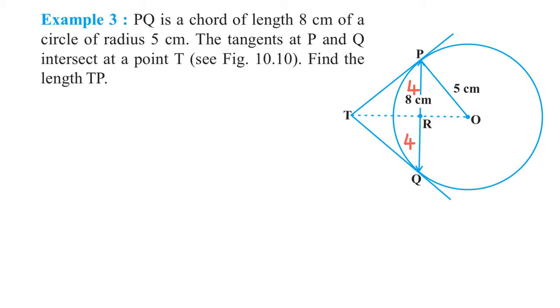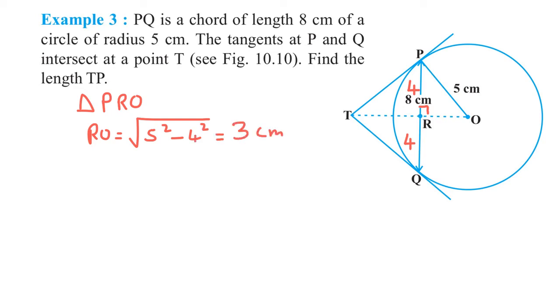Now PRO is a right angle triangle because OR is perpendicular to PQ. So now in the triangle PRO, can we find RO? Of course we can. RO is equal to the square root of PO squared, 5 squared, minus PR squared, which is 4 squared, and that happens to be 3 centimeters. So now we know that RO is 3 centimeters.